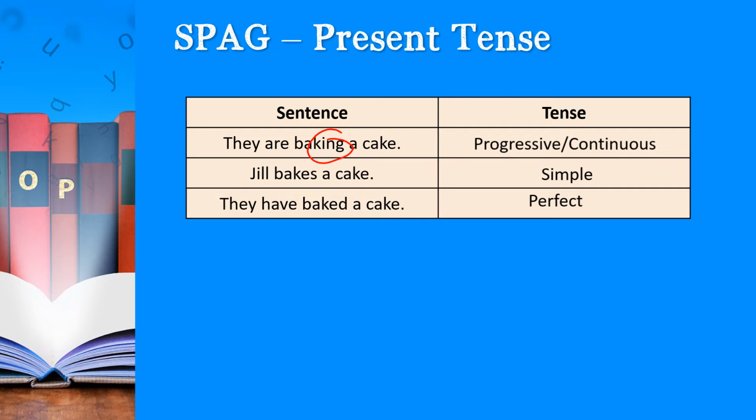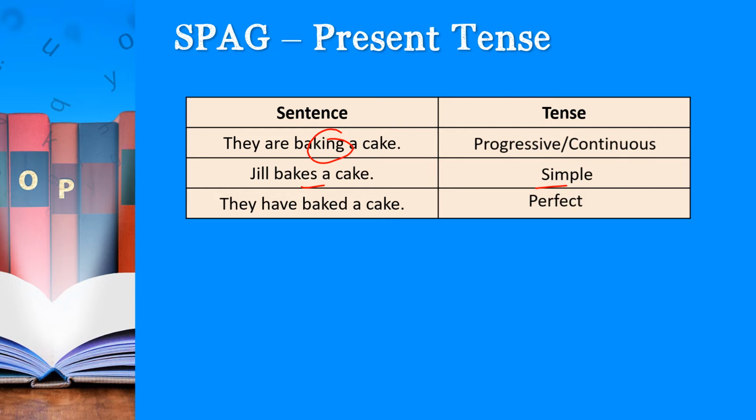Jill bakes a cake. I see that S, and I think simple. So she bakes a cake. When you hear simple present tense, it almost sounds simple in the sentence structure. Jill bakes a cake. It's not as eloquent as they are baking a cake or Jill has baked a cake.